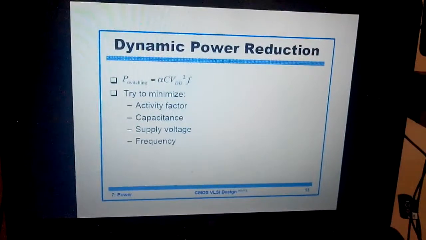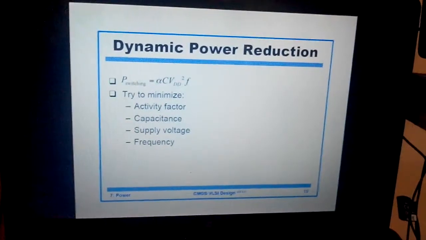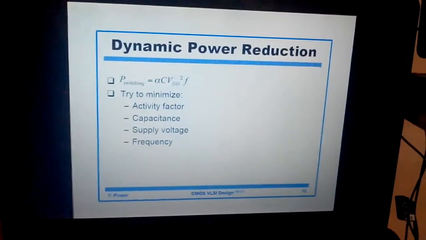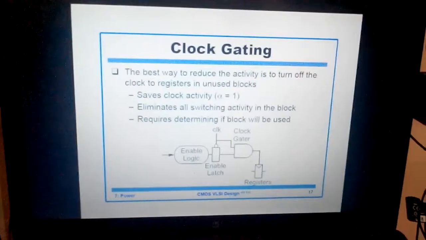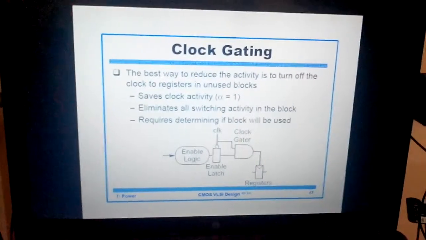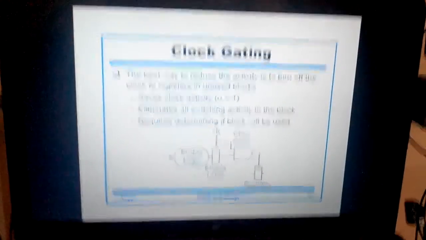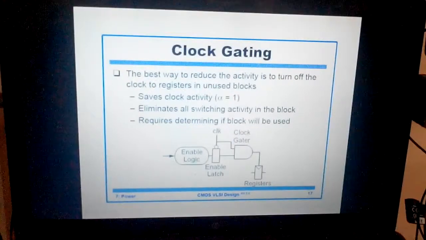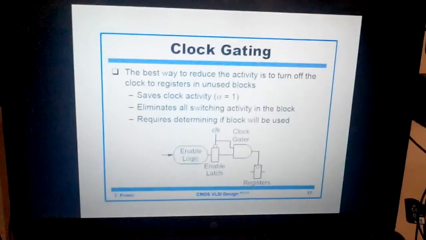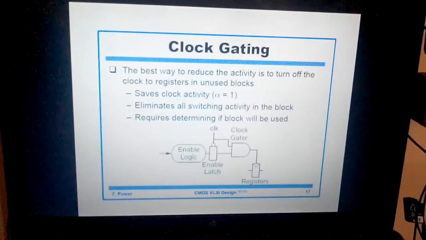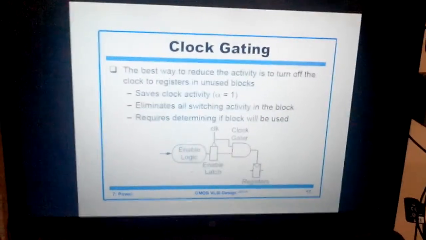When we reduce dynamic power, we try to minimize activity factor, capacitance, supply voltage, and frequency. Clock gating. The best way to reduce the activity is to turn off the clock to registers in unused blocks. Clock gating saves clock activity, wherein alpha is equal to 1. It eliminates all switching activity in the block and requires determining if the block will be used.